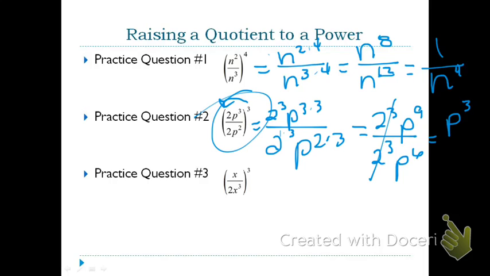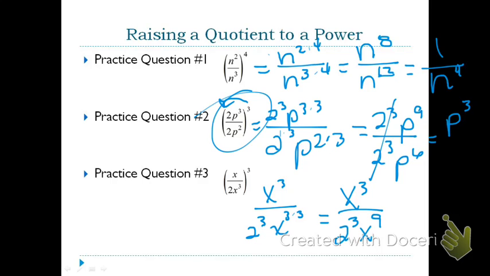Question 3. We have x to the third all over 2 to the third times x to the 3 times 3, which then simplifies to x to the third over 2 to the third x to the ninth. And notice how we have two x's over top of one another. We can subtract, but the bigger number's on bottom, so that's where we're going to leave the 2 to the third. It can stay on bottom.